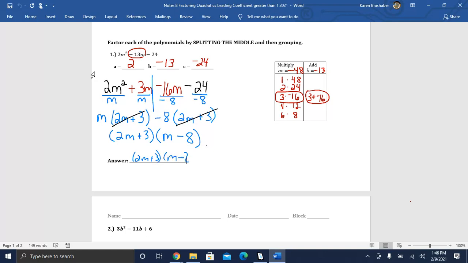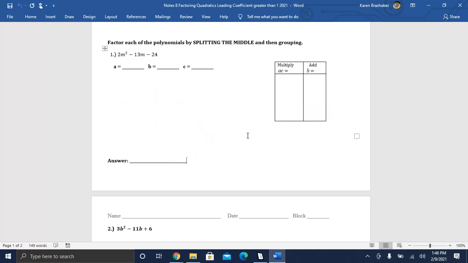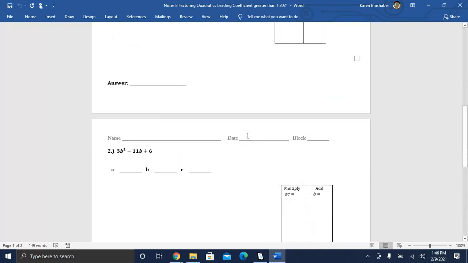The process is the same, but the numbers are a little bit bigger to deal with, and your list of multiplies might be a little bit longer. So let's move on to your second example. And that should be on the back of your papers.